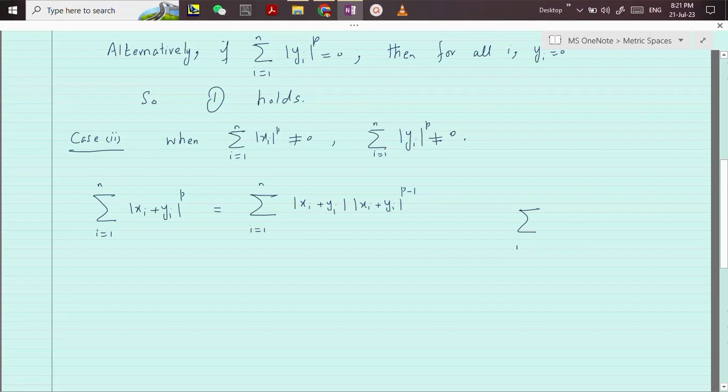Summation i from 1 to n of |xi + yi|, but it is better if you write it the other way. Actually, we had these inequalities in this way before.